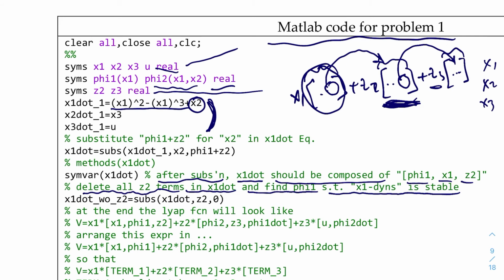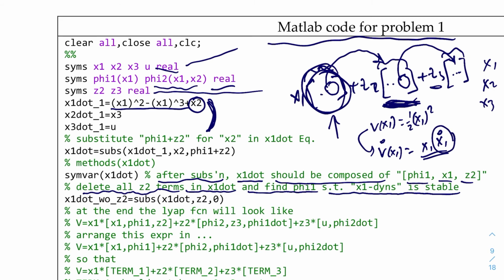So delete all z2 terms in x1 dot, and we call it x1 dot. Because if you use this Lyapunov function, V dot of x1 is x1 times x1 dot. And this is x1 dot. Let me get another color.